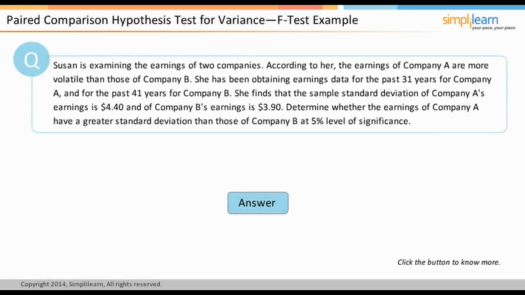It is important to understand the different types of tests through an example. Susan is trying to compare the standard deviation of two companies. According to her, the earnings of Company A are more volatile than those of Company B. She has been obtaining earnings data for the past 31 years for Company A and for the past 41 years for Company B. She finds that the sample standard deviation of Company A's earnings is $4.40, and of Company B's earnings is $3.90. Determine whether the earnings of Company A have a greater standard deviation than those of Company B at 5% level of significance. Click the button given on the screen to know the answer.